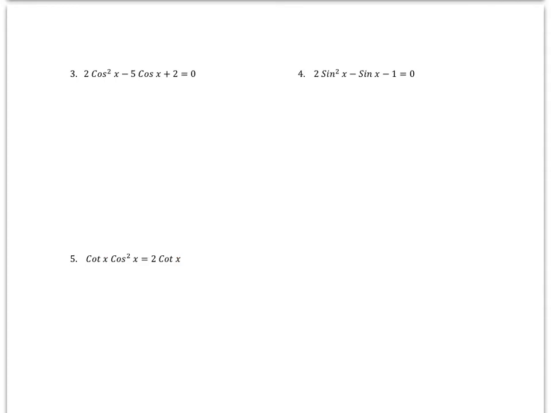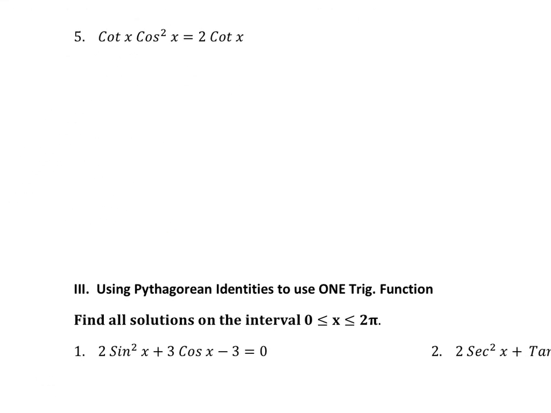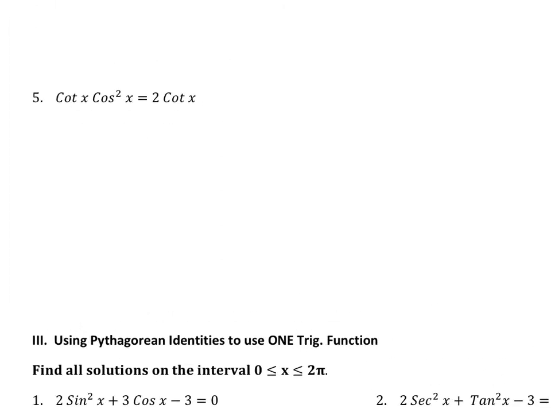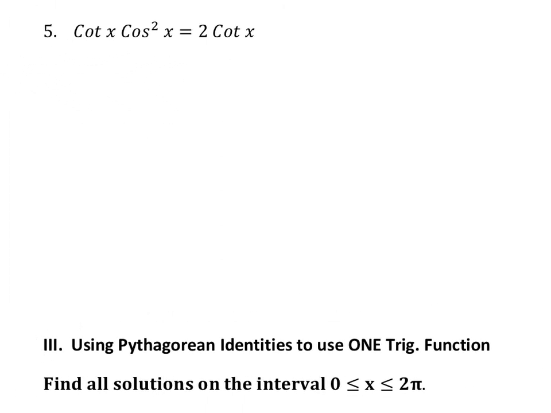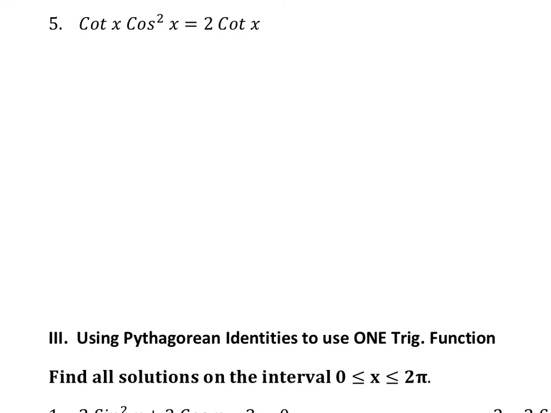On the next page, we're just going to do number 5. Numbers 3 and 4, just like number 2, you would factor into two binomials. So let's make this a little bigger and focus on number 5. Now number 5, the first thing we notice right away is that it's not set equal to 0. So I want to move this 2 cotangent of x over to the left side. You can only factor if you have the equation set equal to 0.